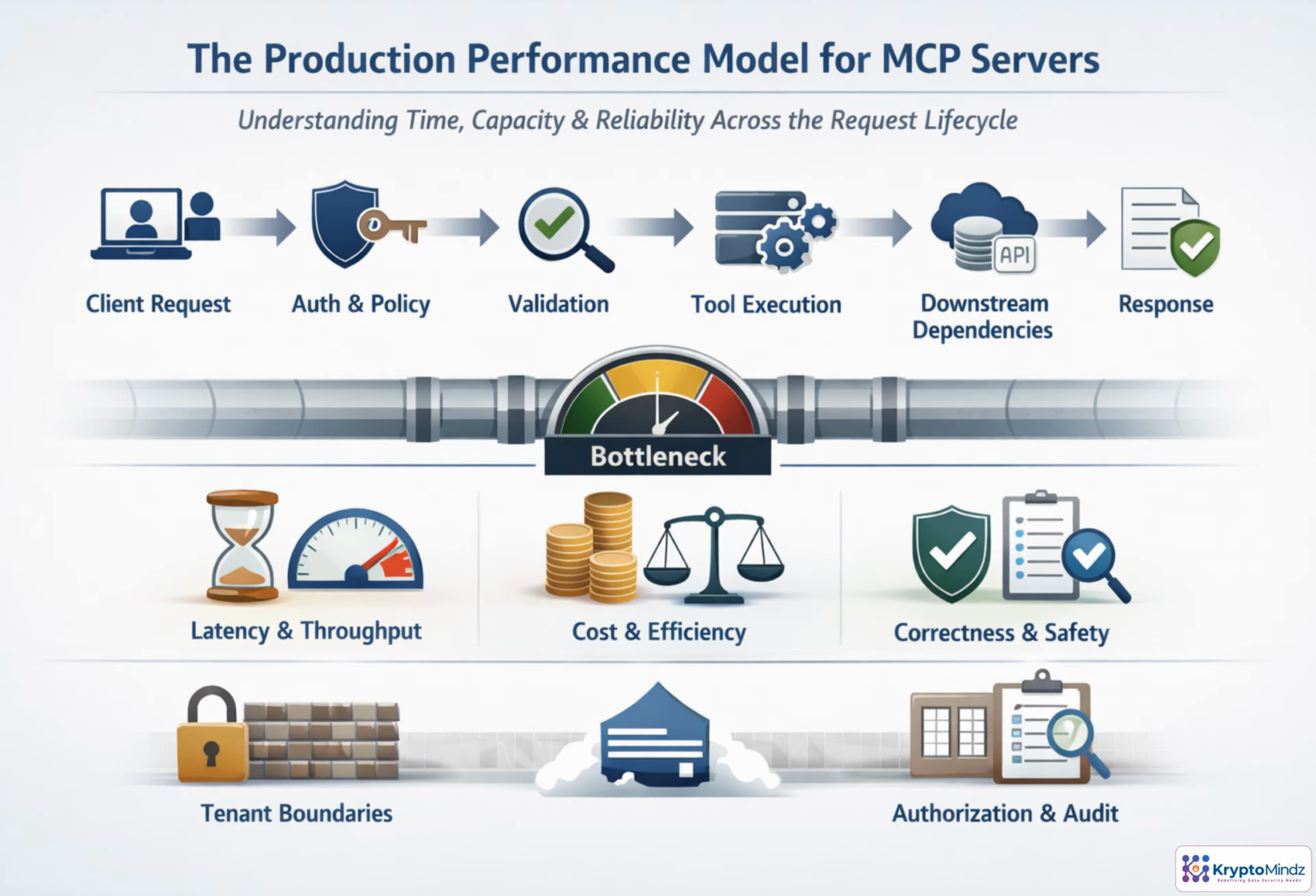Think of MCP performance as an end-to-end request path, not a single server metric. A tool call moves from the client through authorization, validation, tool execution, downstream systems, and response shaping. Any stage can become the limiter: a database, a policy check, a queue, or a slow external API. Scaling is a balancing act across latency, throughput, cost, and reliability. But production optimization has guardrails. We cannot trade away tenant isolation, meaningful authorization, or audit trails just to make a request faster.